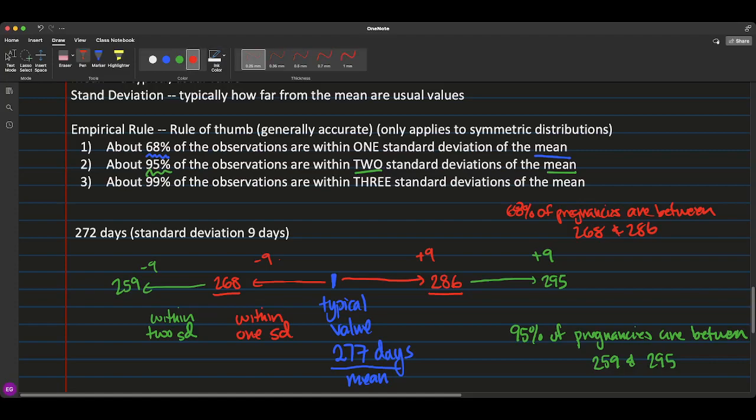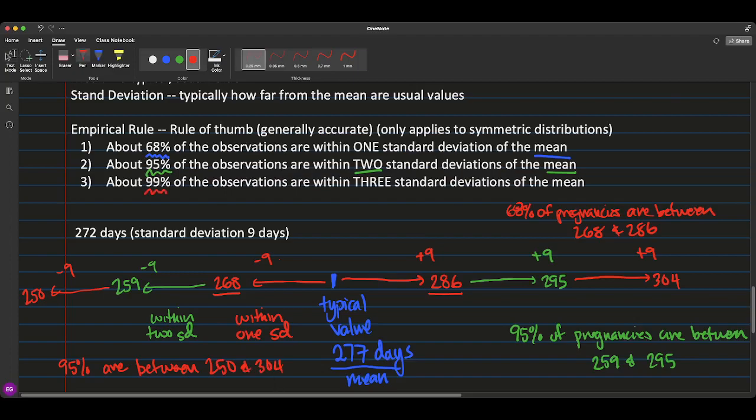Finally, we can go one more time. You can add 9 one more time, and you get 304. You subtract 9 one more time, and you get 250. So, 99% of pregnancies are between 250 and 304 days long.